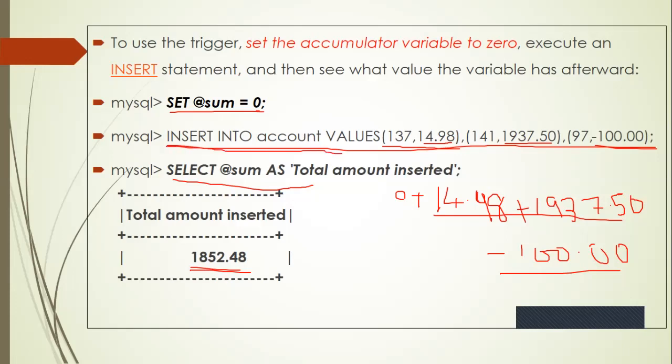So now we insert into account values, we start inserting. Once we have started inserting, all the values of the amount are accumulated in @sum. Now, if I want to display the value, you can directly write select @sum, or you can also write select @sum as total amount to be inserted. That is a dummy label, where the accumulated value, or the sum of all the amounts, will be displayed. So that is nothing but a trigger.